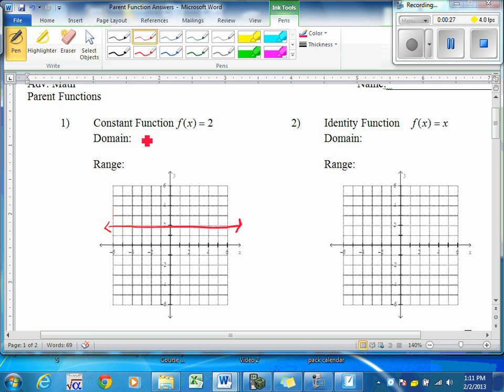So my domain, my x can be anything, is negative infinity to infinity, all real numbers. Now my range is just 2. It's a horizontal line. That's the only thing you get out of it is 2.